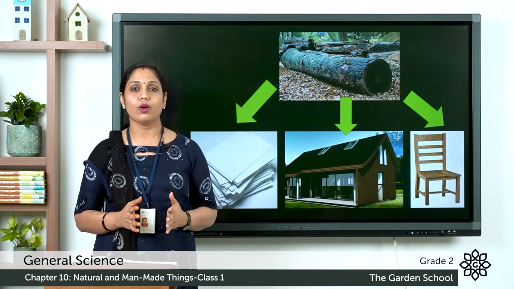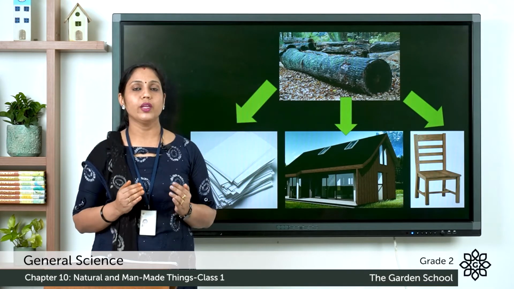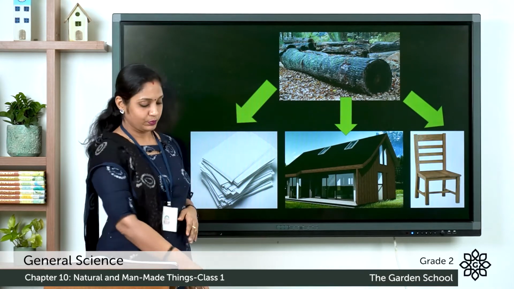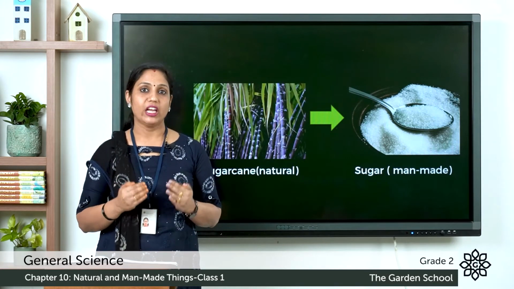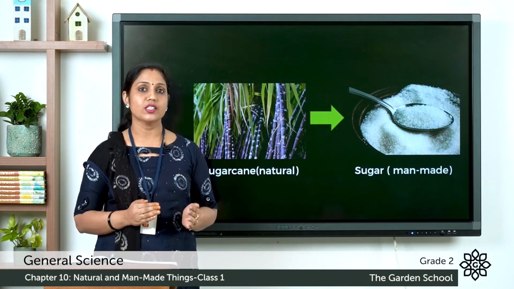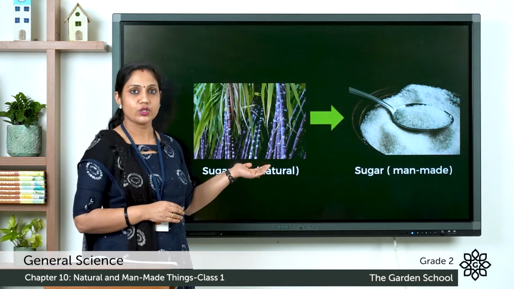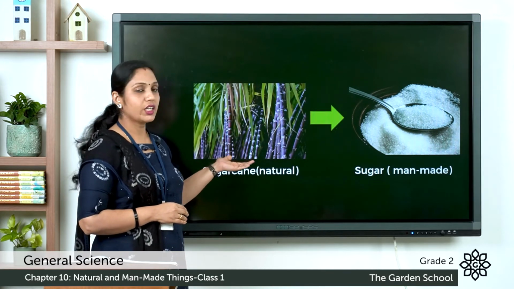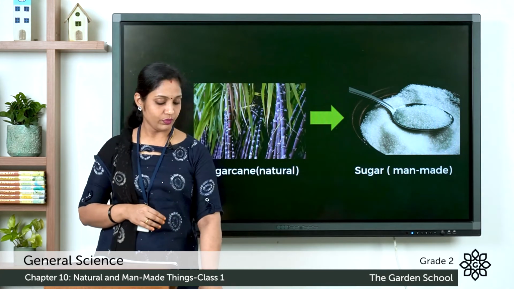So it's very important that we preserve all these natural things. Only then we will be able to make other things. The sugar that we eat, you know from where we get it? The sugar is made in factories, but the sugar is obtained from sugarcane. Sugarcane is a plant and it's a natural thing. So we can say that sugarcane is a natural thing and sugar is man-made.